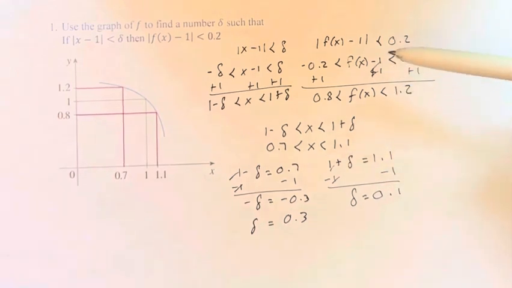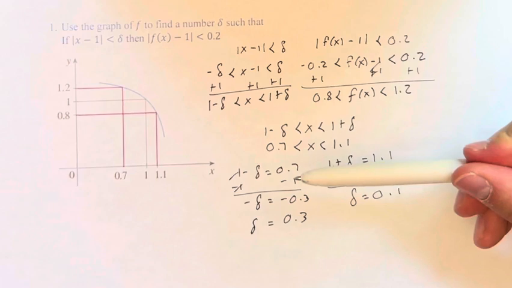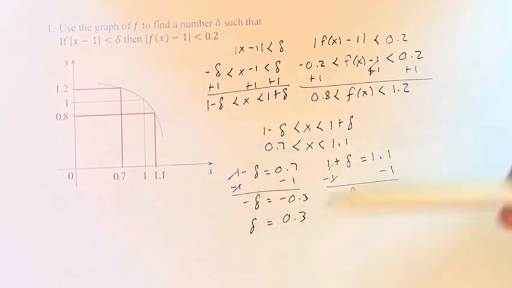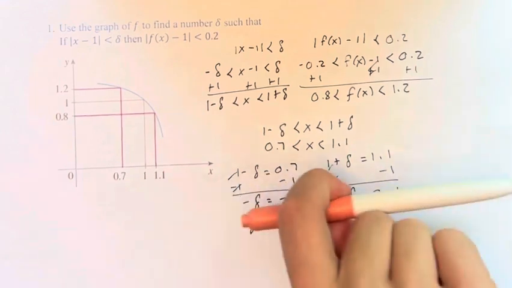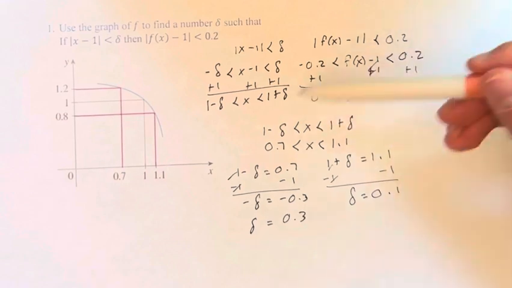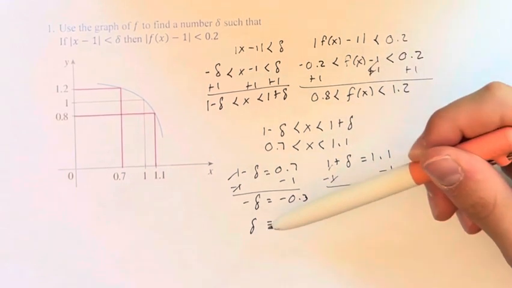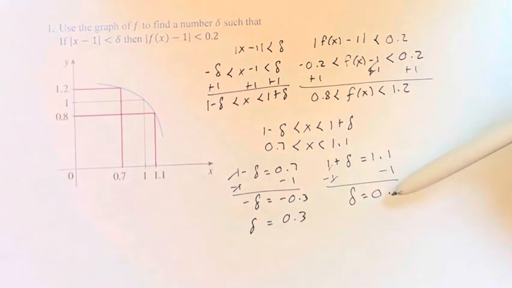So this means that if you go 0.3 to the left of 1, you're going to get f of x values that are outside of this range. And if you go 0.1 to the right of 1, then you're also going to get values of f that are outside of the range that we're looking at. This means that we're going to choose between 0.3 and 0.1.